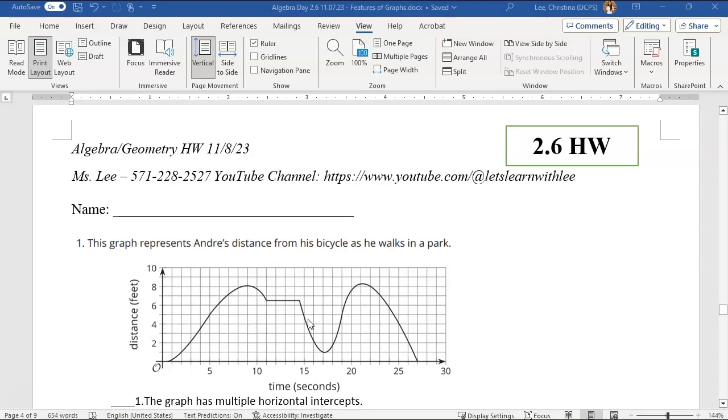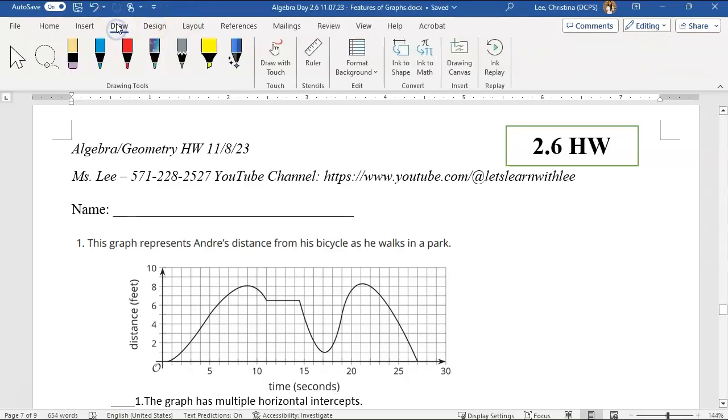I'm going to go over the homework and then I will go back up to the bonus part of the classwork from today. So this graph represents Andre's distance from his bicycle as he walks in a park. Again, this is his distance from the bicycle. So let's say he parks his bike here and then he's walking away from it. At different points, he's further from the bike or closer to the bike, right? So if he comes back around, then he's now closer to the bike. This is measuring the distance that he is from the bicycle as he's walking.